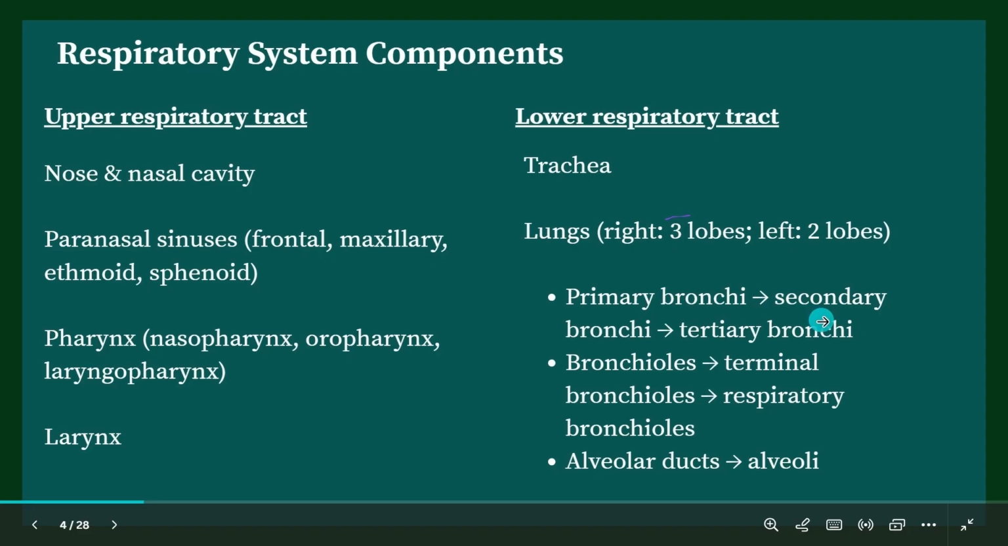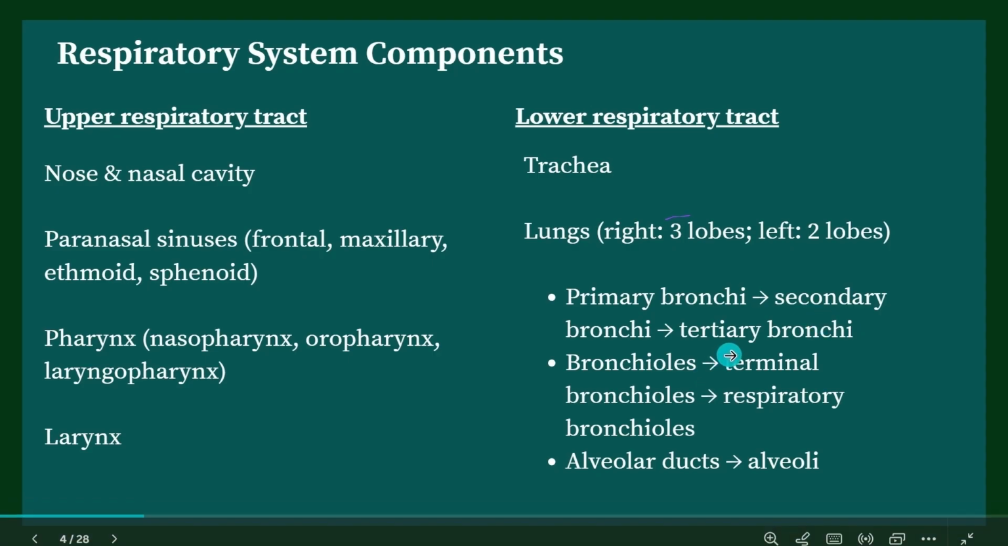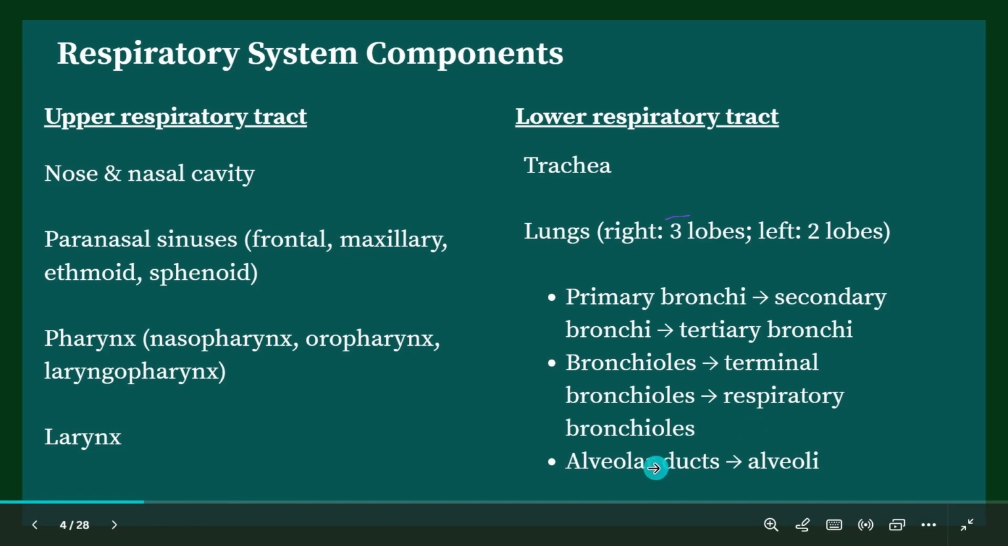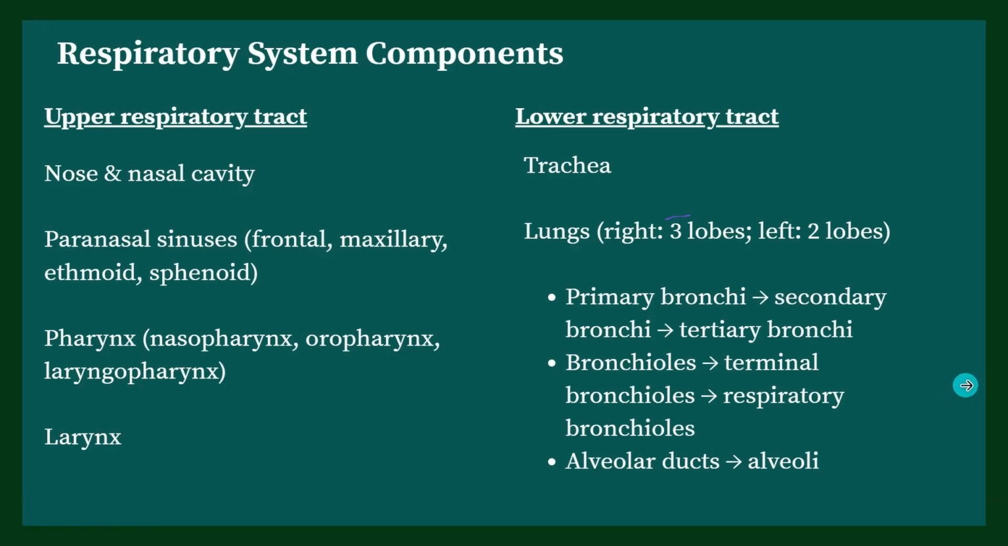So yeah, primary, secondary, and tertiary bronchi are all the branches of the trees. Bronchioles are splitting down into tinier and tinier little twigs of the tree. Terminal and respiratory. So respiratory is the closest to the alveoli, and then the alveolar ducts are the last tubes of the bronchial structures, and then alveoli are the bubbles or the grape bunches where the actual gas exchange happens inside of the lungs.